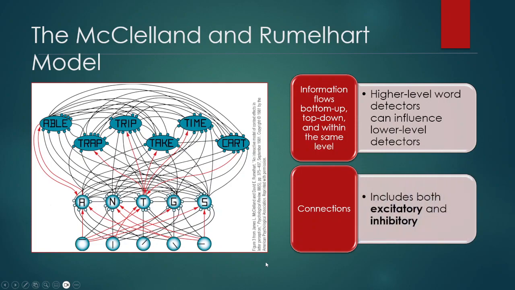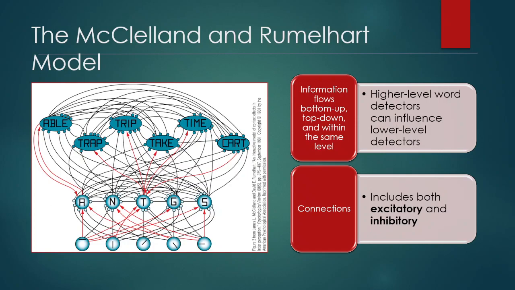The connections include both what we call excitatory and inhibitory. So if it's depicted in a black line, that's what we would call an excitatory connection that they're trying to illustrate here. So that means that, going from the A up to the word trap, the node at the level A is exciting the neurons that are involved in the full word trap.